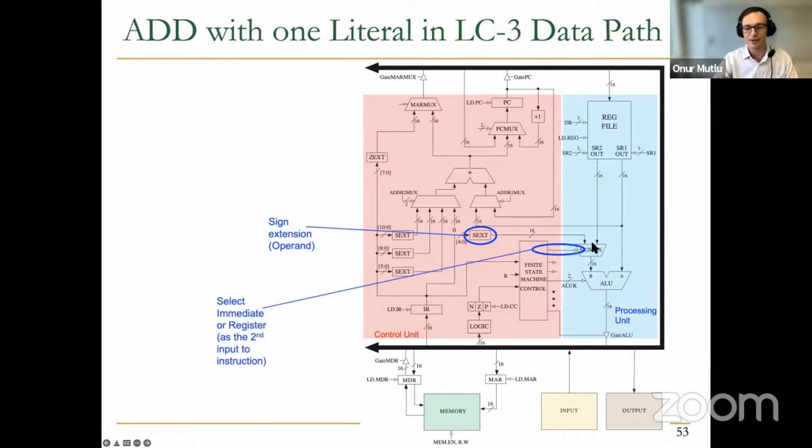Okay, and I've already said this. Basically, you select either an immediate or a register as the second input to the instruction, and you know exactly what that control signal is. It's directly coming from instruction register bit 5.